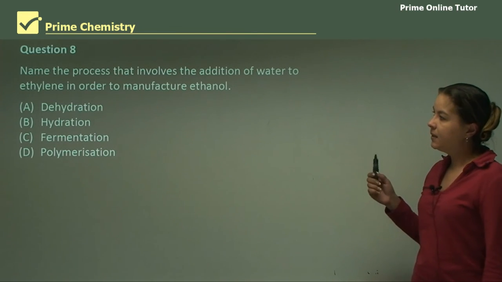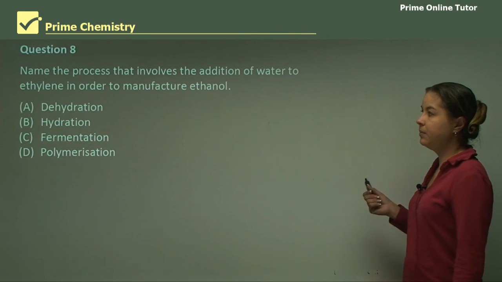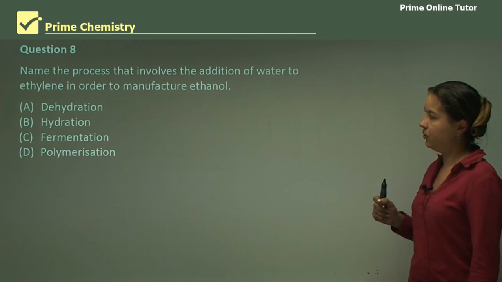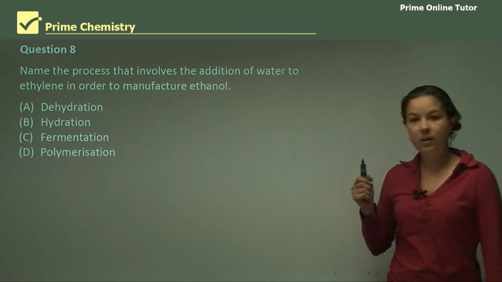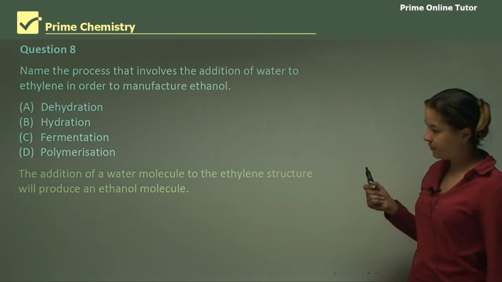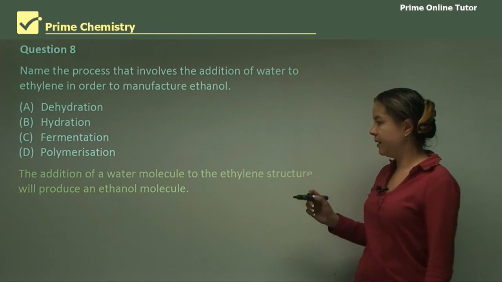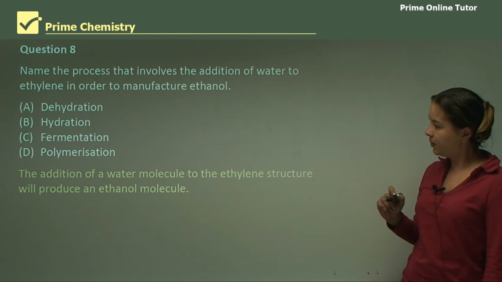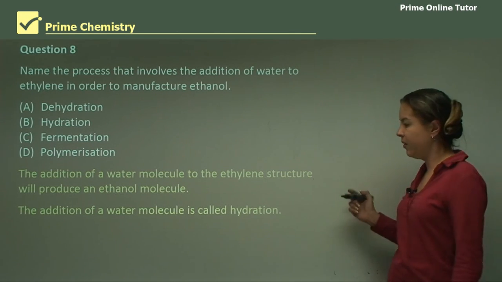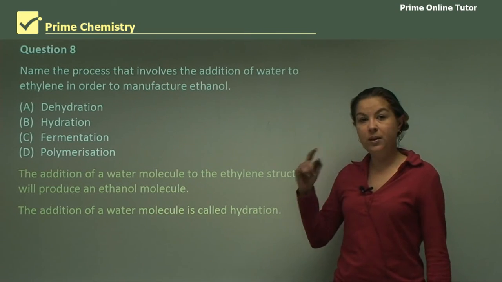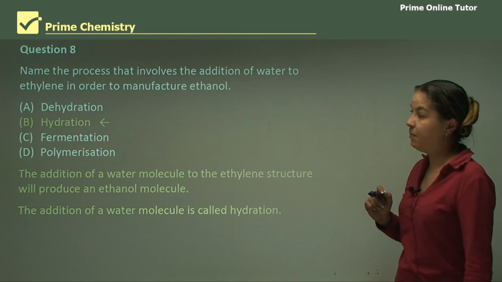Question 8. Name the process that involves the addition of water to ethylene in order to manufacture ethanol. So water and ethylene to manufacture ethanol. What's that process called? The addition of a water molecule to the ethylene structure will produce an ethanol molecule. The addition of a water molecule is called hydration. So when you think hydration, always think addition of water. So our answer is B.